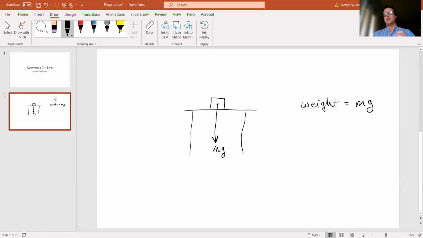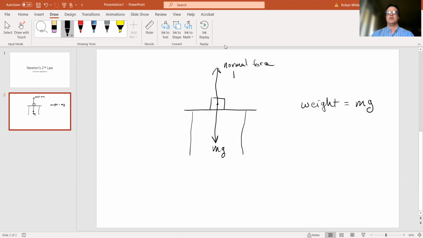Now, the table is stopping the object from being in free fall. And the only way that it can do that is to apply a force that cancels out the weight force. And so the table is actually pushing up on the book. If the table broke or the table was not there, that force would disappear and our object would accelerate downward at g due to the weight force. We call this force from the surface of the table the normal force.